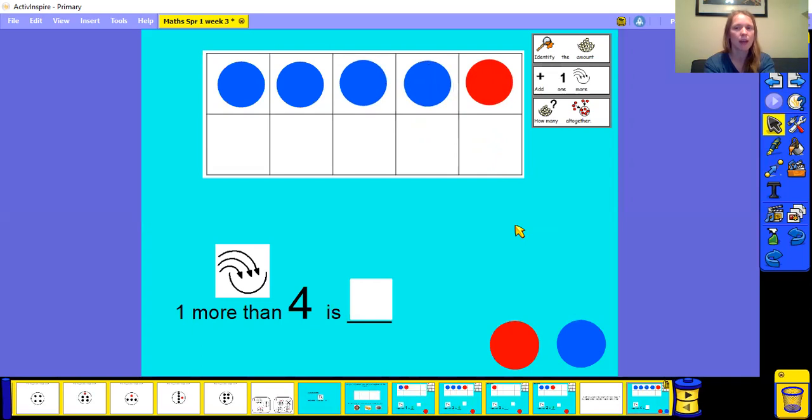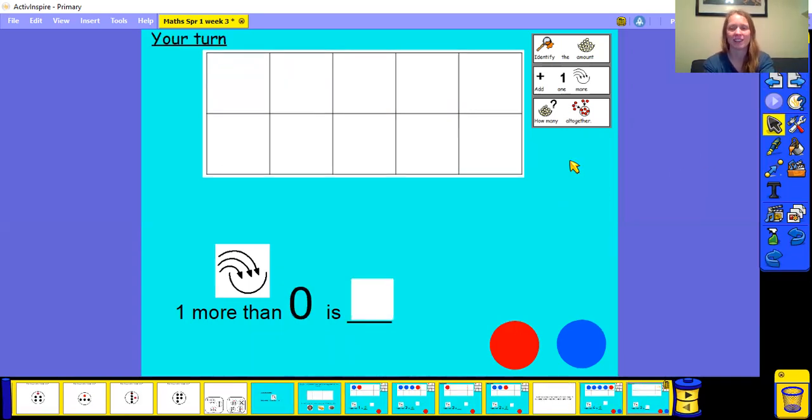Can you work it out without counting? All of that top row is full. How many squares are on the top row of our 10 frame? Well done if you said 5. Let's just count them to check. 1, 2, 3, 4, 5. So 1 more than 4 is, that's right, it's 5.